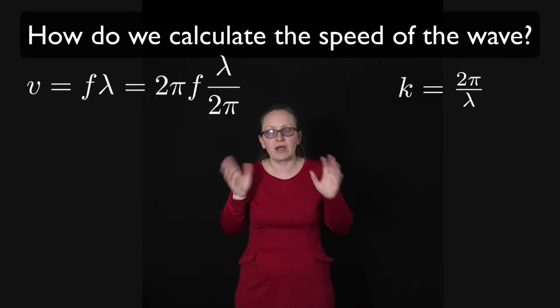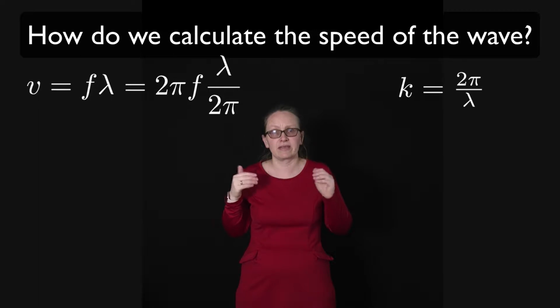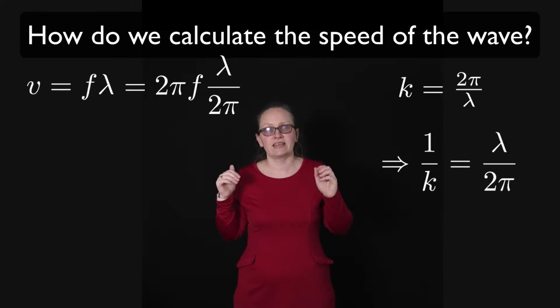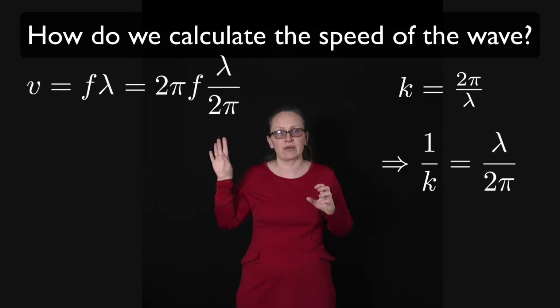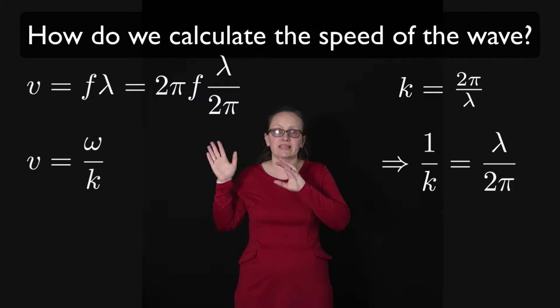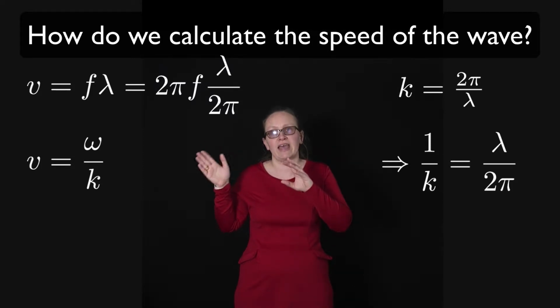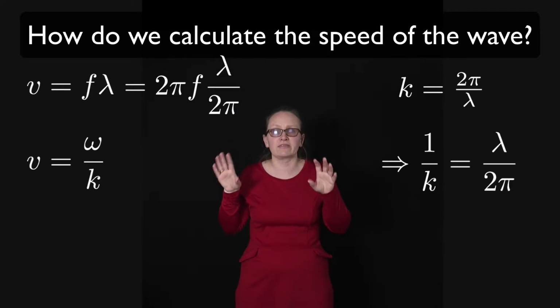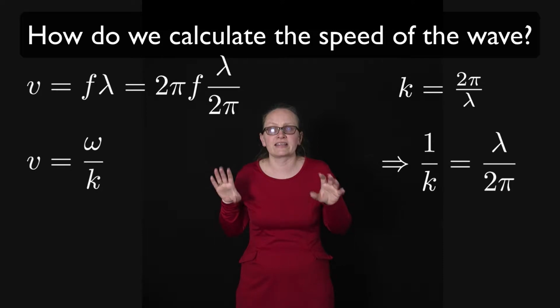So we know that the wave number is equal to 2 pi over lambda, and this tells us that we can write 1 over k is equal to lambda over 2 pi, which is what we had in our equation for speed. So in our equation for speed, we can replace the 2 pi f with omega and the lambda over 2 pi with 1 over k. So we can get the speed of the wave as omega on k. So let's have a look at an example of using this now.